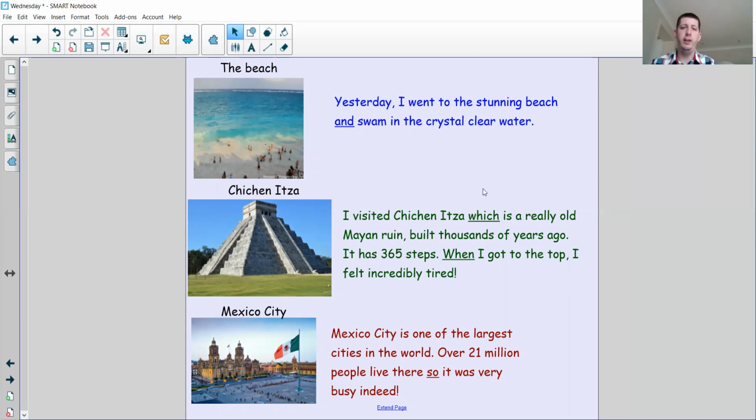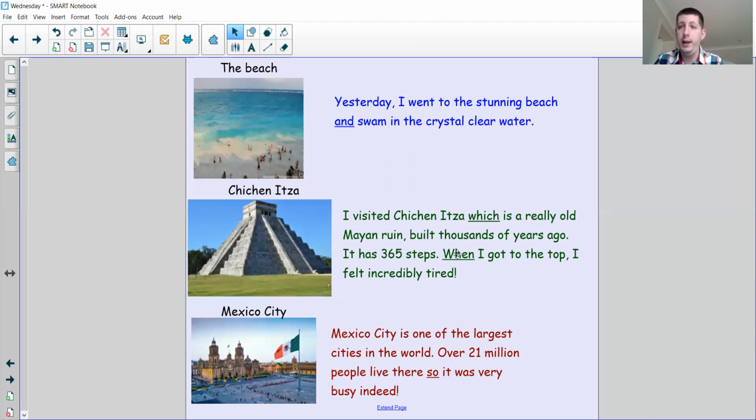In the second sentence, we've got which. If I just had this bit of the sentence, is a really old ruin built thousands of years ago, would that make sense by itself? It wouldn't, would it? The first bit, I visited Chichen Itza, that would make sense by itself. But this second bit wouldn't, which means that which is a subordinating conjunction, and that makes it a complex sentence. So already, the person who's written these sentences has got a compound sentence here and a complex sentence here. So they're already on their way to using a range of sentence types.